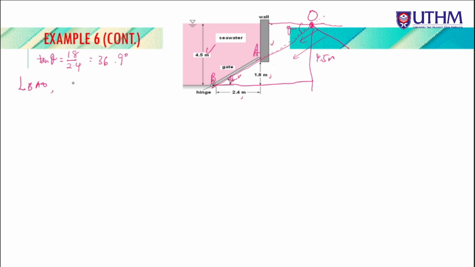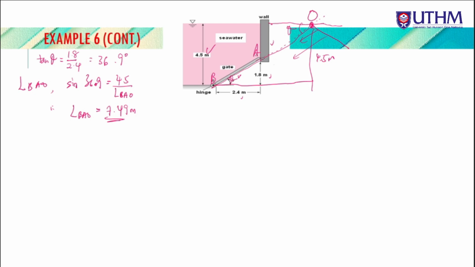So untuk dapatkan tu, maybe kita guna sin 36.9, okay, equivalent to opposite 4.5 meter over H. Hypotenuse dia adalah dia punya panjang lah, LBAO. Okay, so panjang LBAO ni equivalent to 7.49 meter. Boleh kita tekan kalkulator. So panjang ni adalah 7.49 meter. Okay, next maybe kita kena dapatkan panjang gate ni.